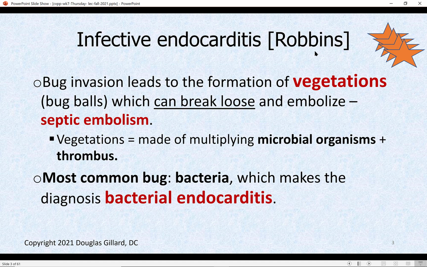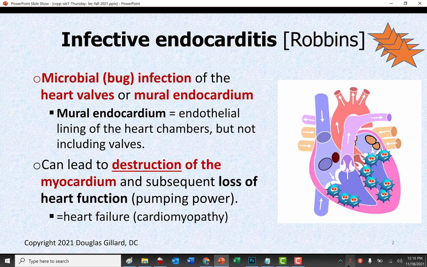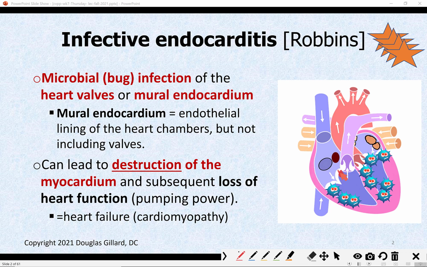In addition to that, the bugs can really build up on the valves. These bugs can start to multiply and multiply and multiply, and they can form a very large kind of bug ball. And that can break loose. In this case, we're on the right side of the heart. It can go and get stuck in the lungs and cause a pulmonary embolism and cause infarct of the lungs, dead lung tissue.